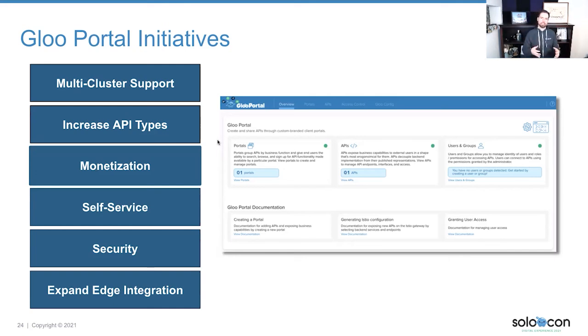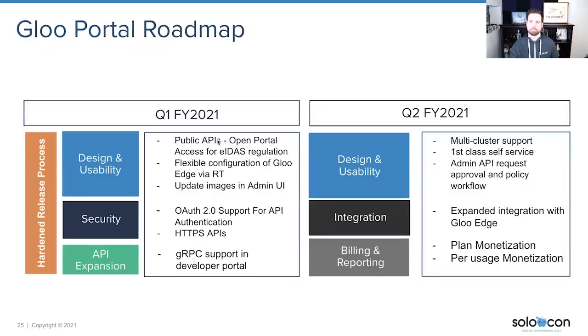And then expanding edge integration. We get a lot of requests of the type of, I can do this in Glue Edge. Can I do this in the portal? And we'd like the answer to that to always be yes, or most of the time be yes. There are some caveats right now where you need static upstreams or something, and the portal doesn't support that right now, or you'd have to switch over to Glue Edge. We'd like to have a different way of doing this so that you can more widely use the Glue Edge features that you care about.